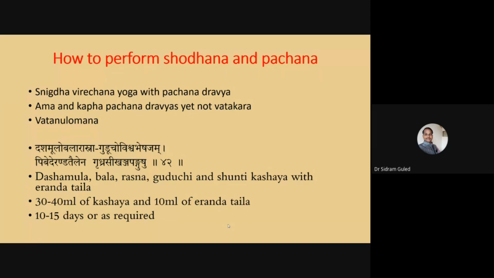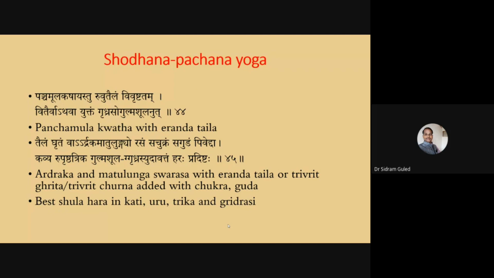Dashamula, Guduchi, Vishwabheshaja. Dashamula is the main ingredient we have to use in the treatment to perform the Pachana Upakrama. Along with that, you can add other drugs, especially the Eranda Taila, that will take care of the Vata and Shotha. The other is Panchamuli Kashaya with Eranda Taila, and the Eranda Taila with Ardraka and Matulunga Swarasa.